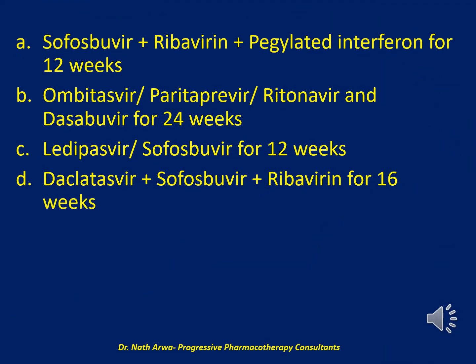Would it be A. Sofosbuvir plus ribavirin plus pegylated interferon for 12 weeks, or B. Ombitasvir plus paritaprevir plus ritonavir and dasabuvir for 24 weeks, or C. Ledipasvir plus sofosbuvir for 12 weeks, or would it be D. Daclatasvir plus sofosbuvir plus ribavirin for 16 weeks? I will give you 10 seconds to choose the correct answer to this question from the listed options.